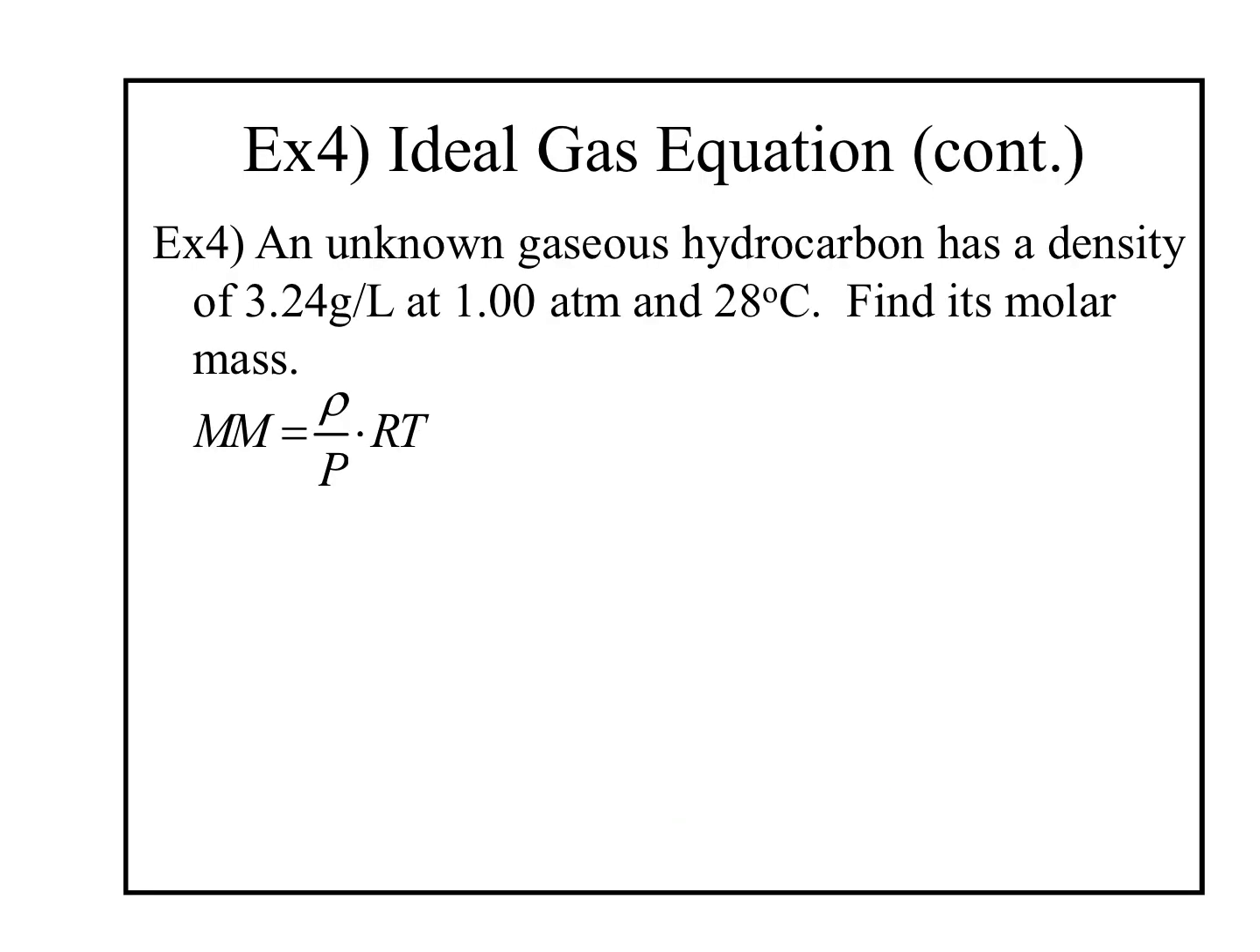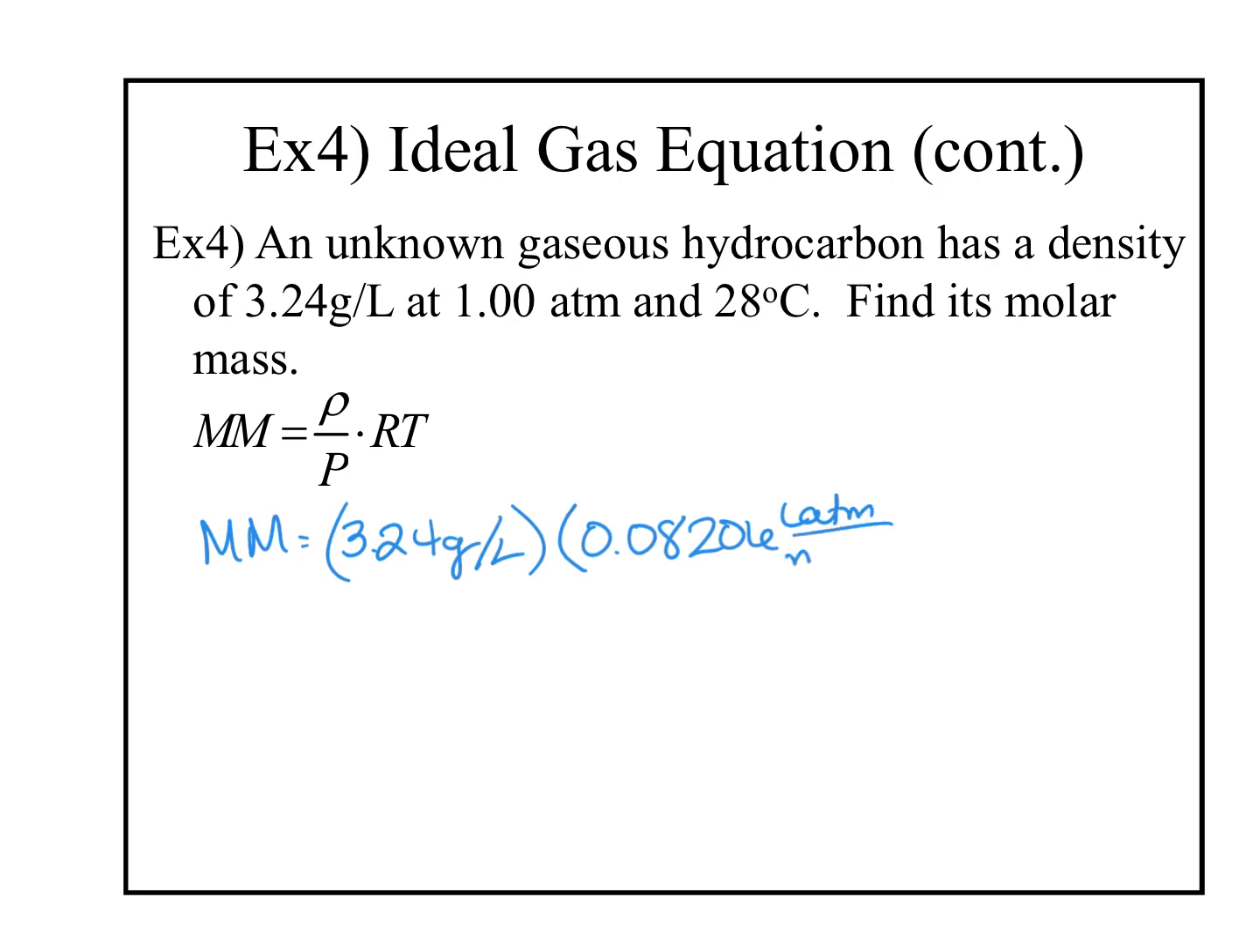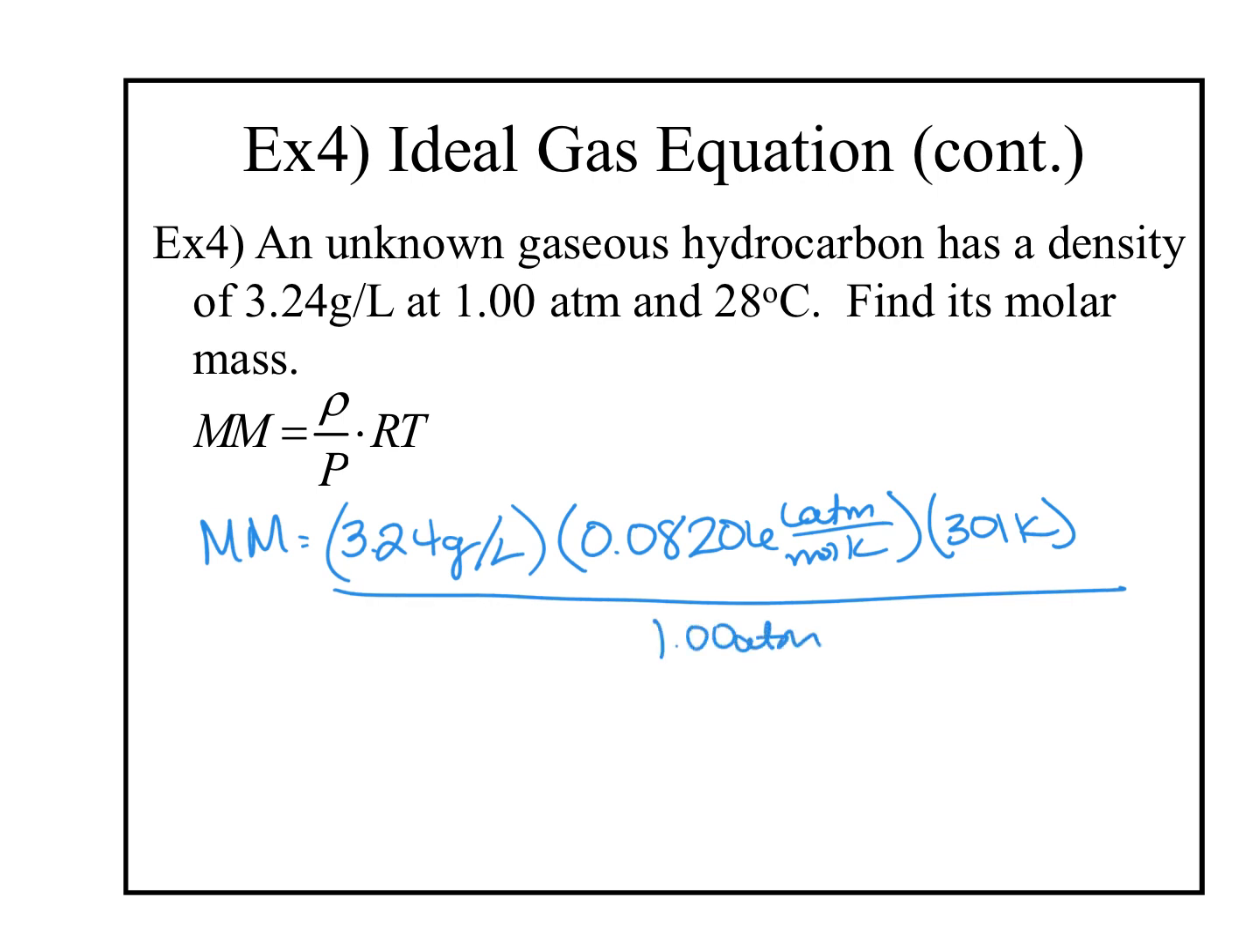So now we're going to be able to just plug in and solve. So to find the molar mass, we have our D, our density, 3.24 grams per liter, times our R, 0.08206 liter atmospheres per mole Kelvin. And then our T, 28 degrees Celsius plus 273 is 301 K, I think. And then divided by my pressure of 1 atmosphere. So that should give me grams per mole as my units. That's what we're going for, molar mass.